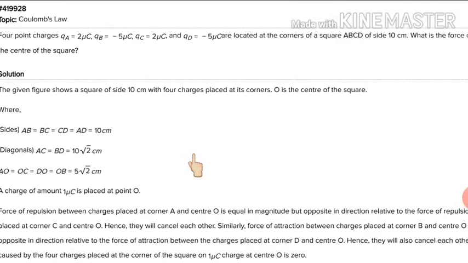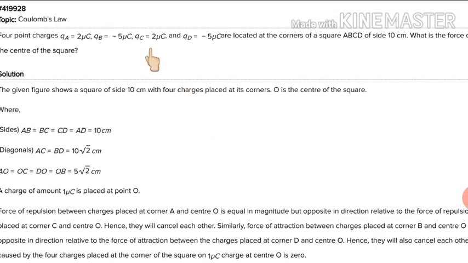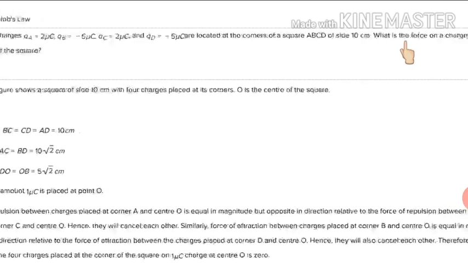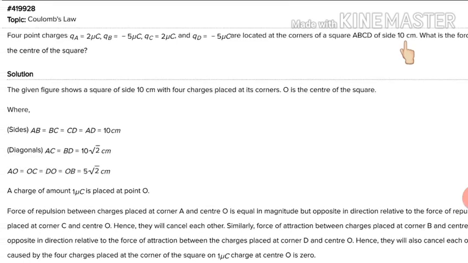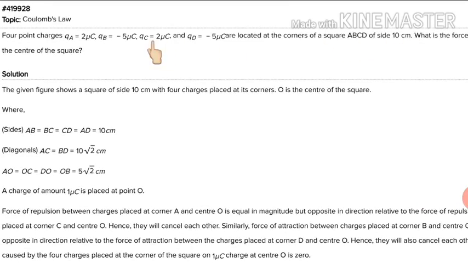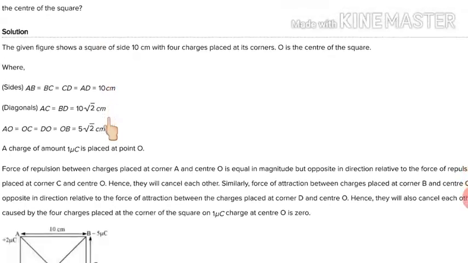Okay, next question is this. 4 point charges QA, QB, QC and QD are located at the corners of a square ABCD of side 10 cm. What is the force on a charge of 1 microcoulomb placed at the center of the square? So this is the question which is given to us, and it will be very easy if we try to discuss this question with the help of a diagram.